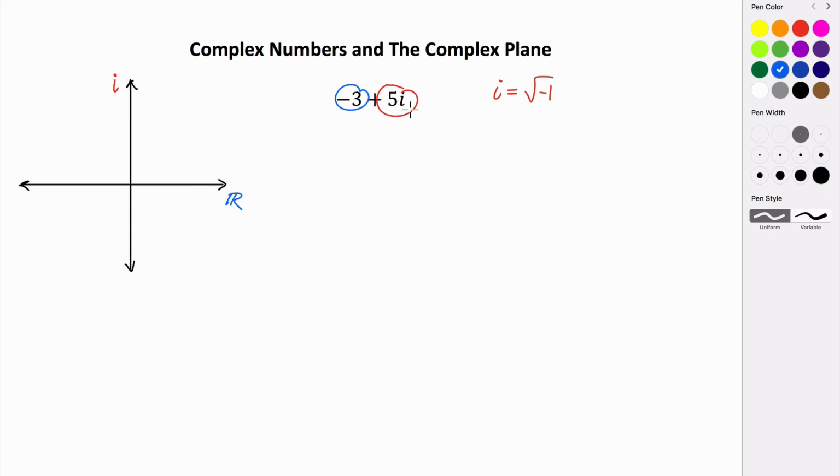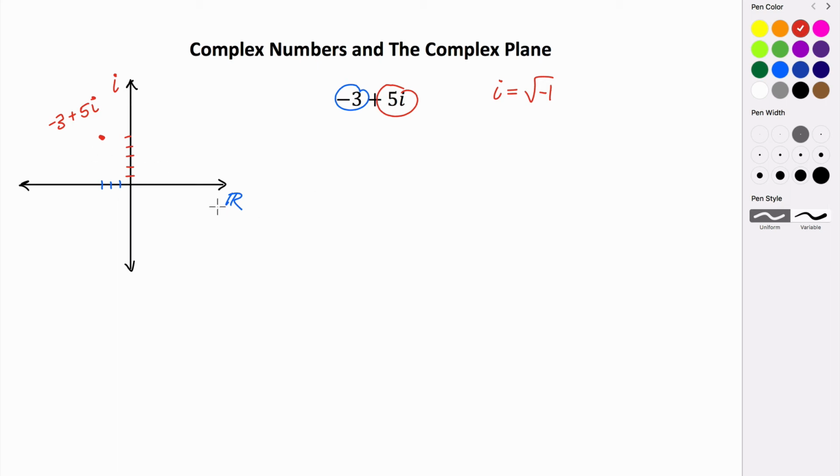So if I wanted to plot the -3 plus 5i complex number, first you would plot the real component. So the real component is -3. So you're going to go 3 to the left, so -3. And then the 5i just means you're going to go 5 units up on the imaginary axis because it's positive. So 1, 2, 3, 4, 5. So -3 plus 5i puts us right here, and that would be our complex number. So this point here represents the complex number -3 plus 5i.